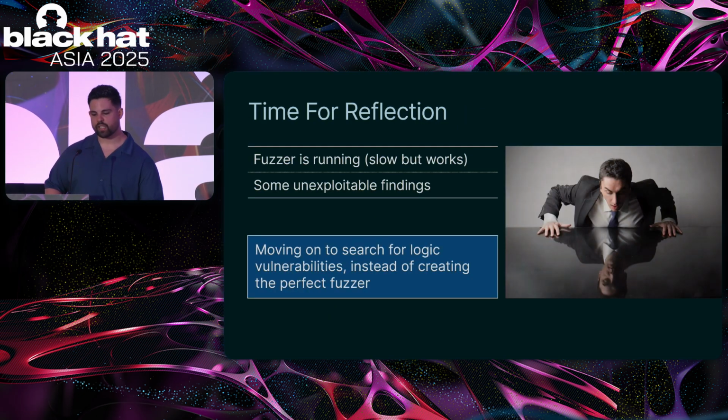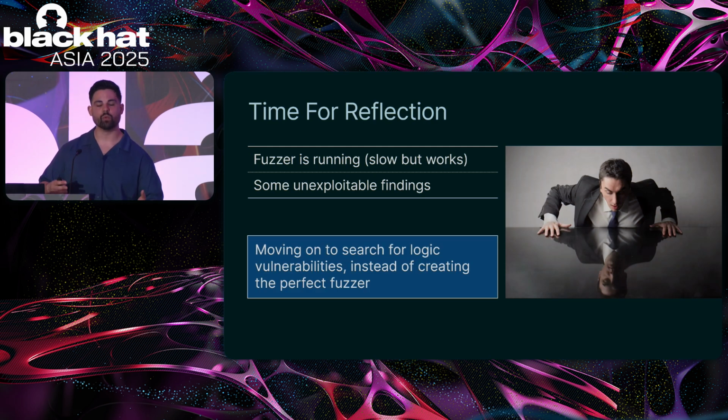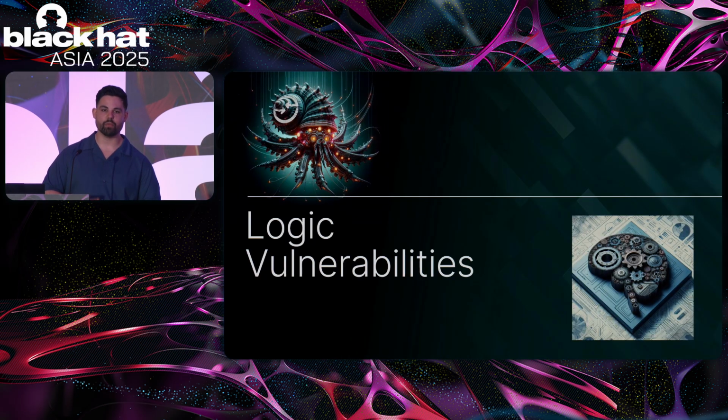So at this time, we decided to sum up our fuzzing adventures. We did get a fuzzer up and running, but it was pretty slow. It did get us some results, some crashes, but they were unexploitable. So instead of perfecting the fuzzer, we decided that we'll move on to manual logical vulnerability search, and then we just said, boy oh boy, we wished we had done it sooner.